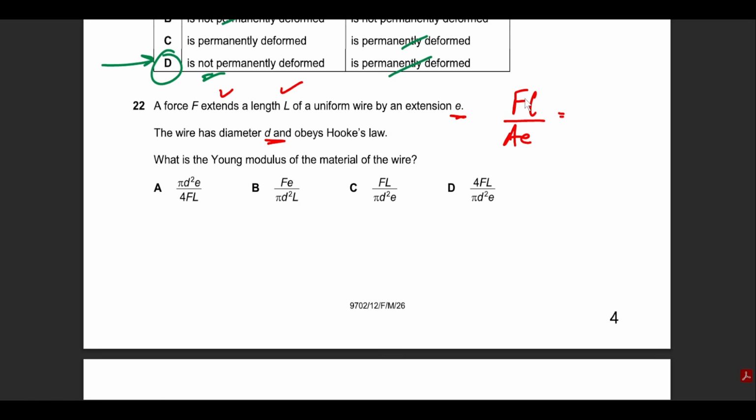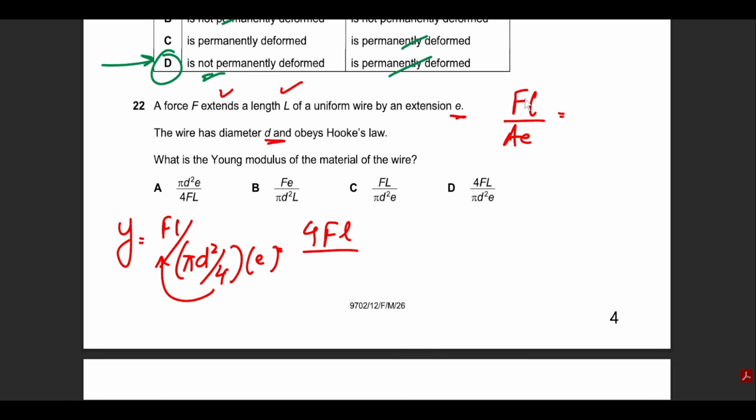It's a diameter problem. So Young modulus is equal to FL over cross-section area, which will be pi D squared by 4 into E. This 4 goes up. This becomes 4FL divided by pi D squared E. So the best answer should be having a 4 in the numerator and pi D squared E. Yeah, this will be the option.